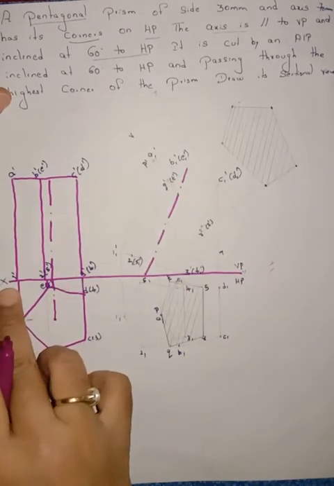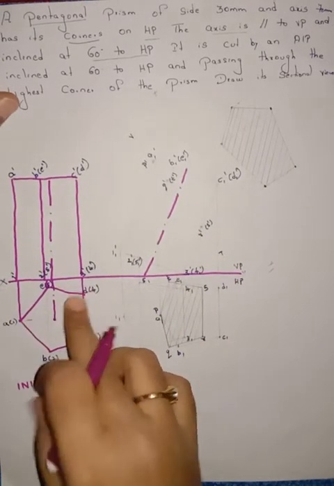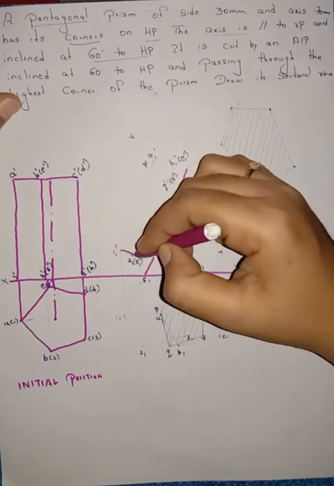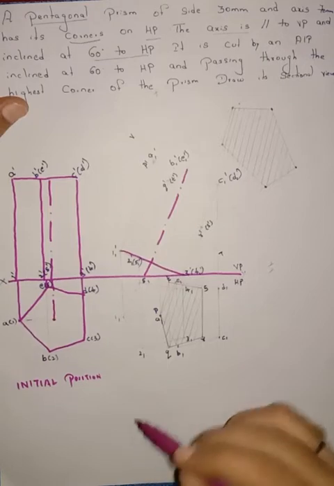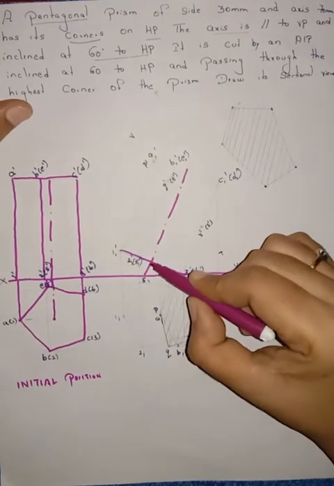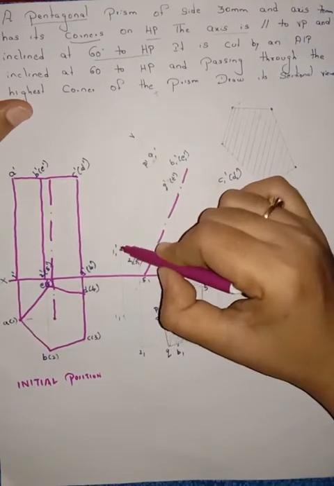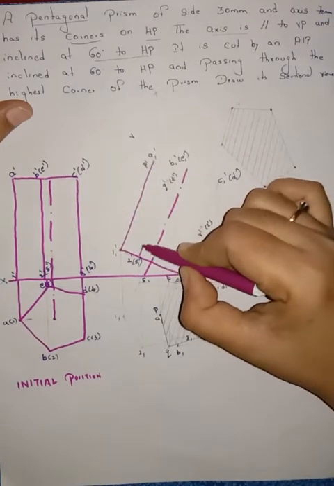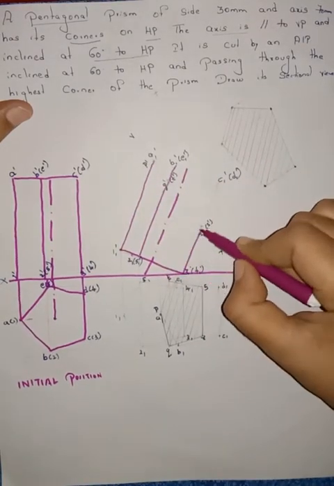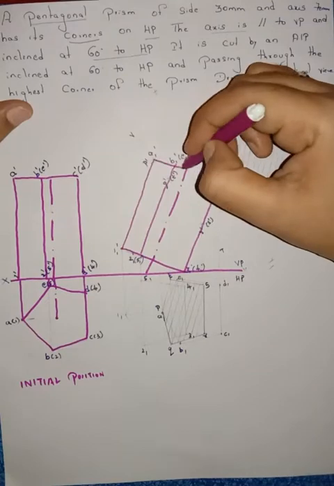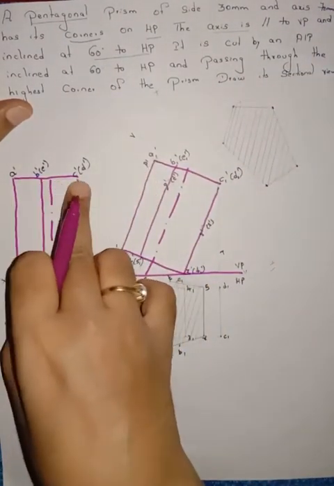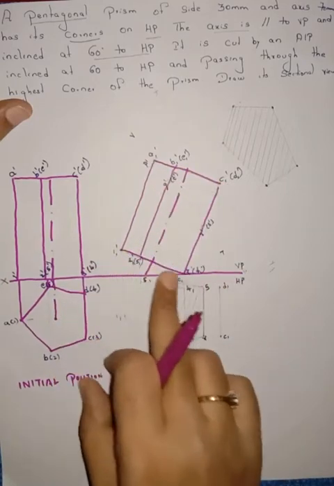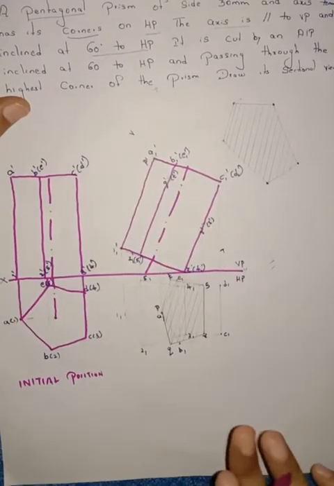First measure the length from 1 dash to 3 dash. Draw here 1 dash to 3 dash by trial and error. You know how to construct this. After that, how much is the height? The axis height is 70 mm. Construct this prism of 70 mm. Same prism here: A, B, C, D, E, A, B, C, D, E. 1, 2, 3, 4, 5.